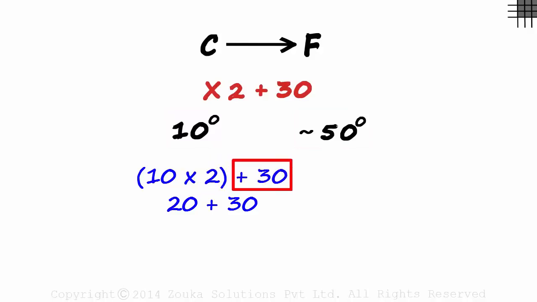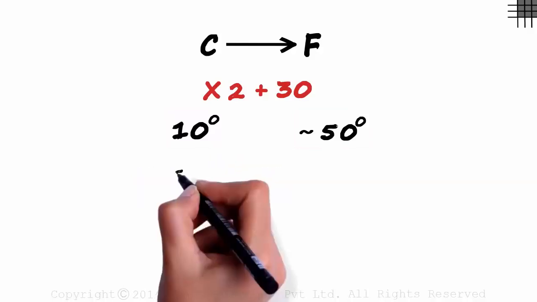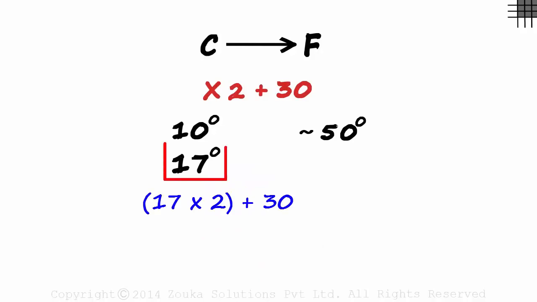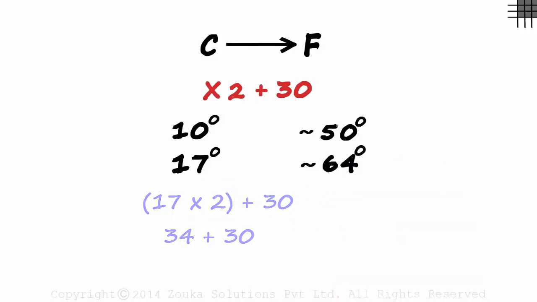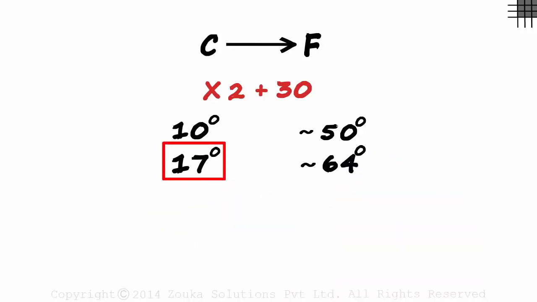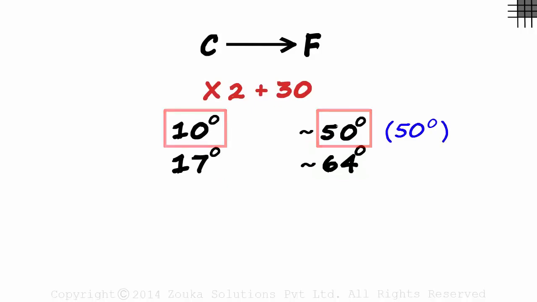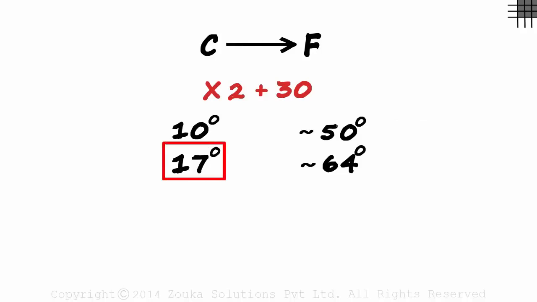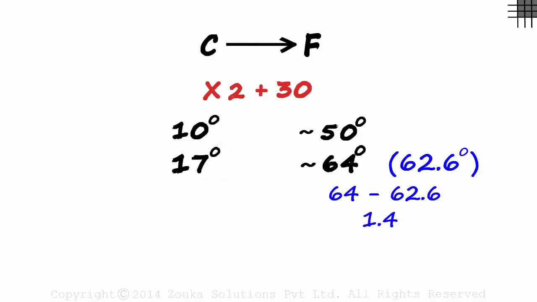Multiply with 2 and add 30 to the product. 17 degrees Celsius. 17 times 2 is 34 and 34 plus 30 is 64. 17 degrees Celsius is approximately 64 degrees Fahrenheit. If we do the exact calculations using the formulae, we would have got 10 degrees Celsius as 50 degrees Fahrenheit. Yes, we were a bit fortunate here. And 17 degrees Celsius as 62.6 degrees Fahrenheit. Almost equal. The higher the temperature, the bigger will be the difference.